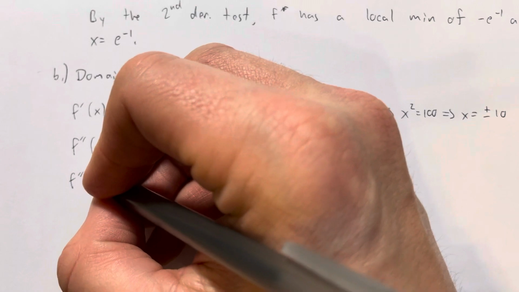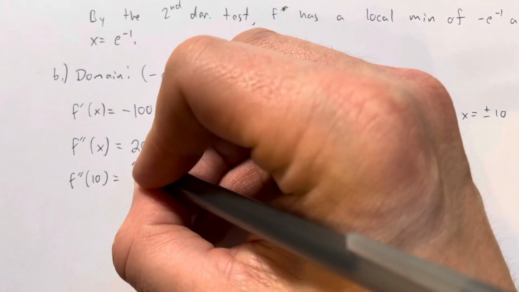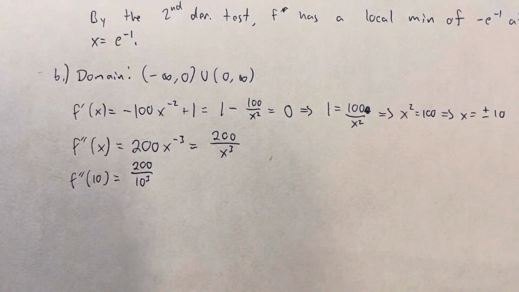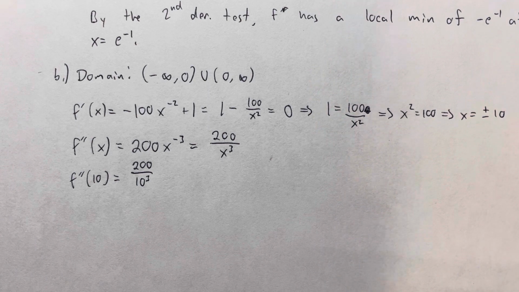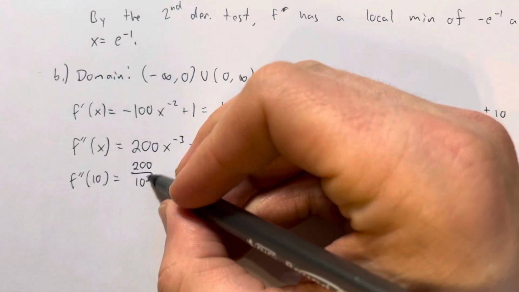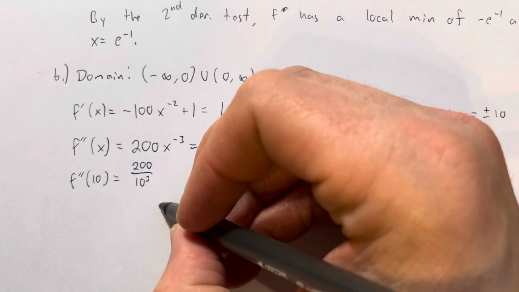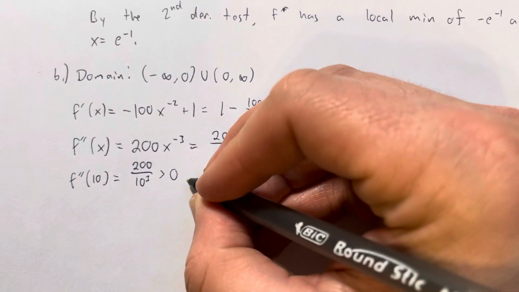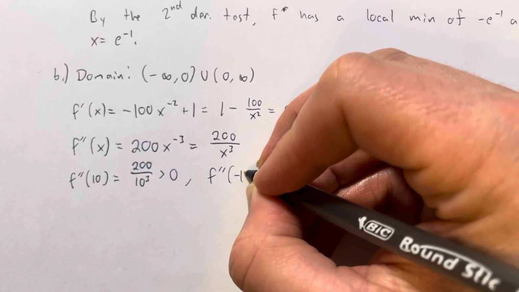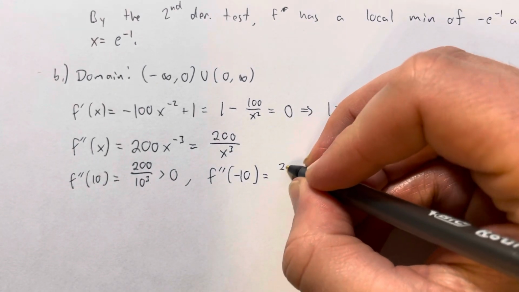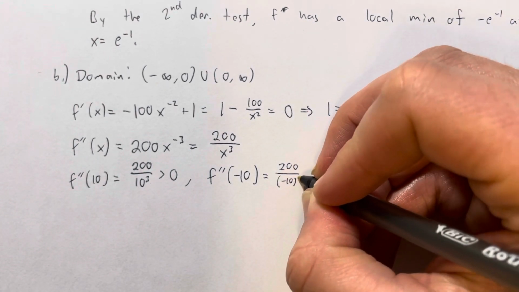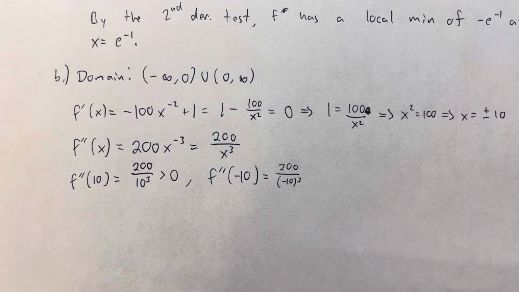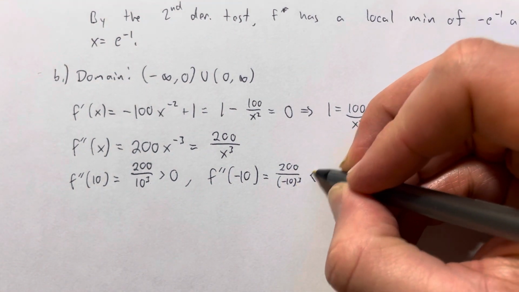So f double prime of 10 is equal to 200 over 10 cubed. I don't actually care what that's exactly equal to. It's not hard to find, but remember, all we care about is whether it's positive or negative. So 10 is positive, so 10 cubed would be positive. 200 is positive. I have a positive number divided by a positive number, which is, of course, positive. Now check negative 10. That was the other critical value. That would equal 200 over negative 10 to the 3rd power. Because that power is an odd number, cubing a negative number would remain negative. So I have positive divided by negative, which is negative.